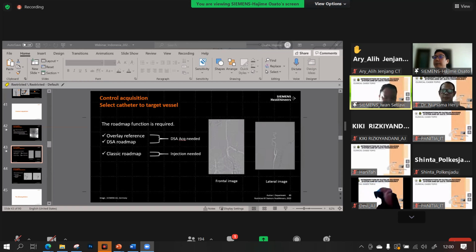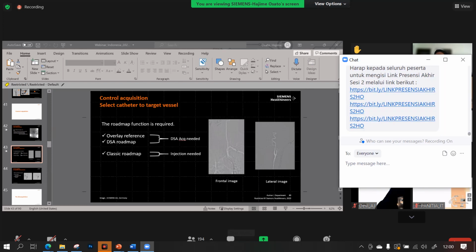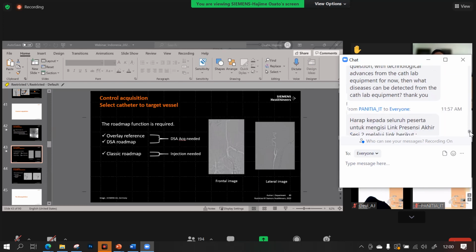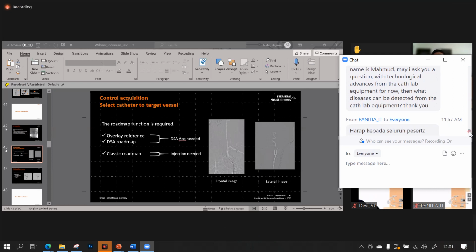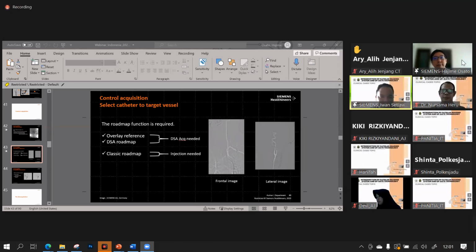Okay, the question is like this. You already showed us the development of 3D acquisition in the Cathlab system. The problem is, compared with the development of CT technology, we already operated 16 slices, then 64 slices, even more than 220 slices. It means scanning as fast as possible to reduce motion artifact. How about a strategy to reduce motion artifact in Dyna CT acquisition?